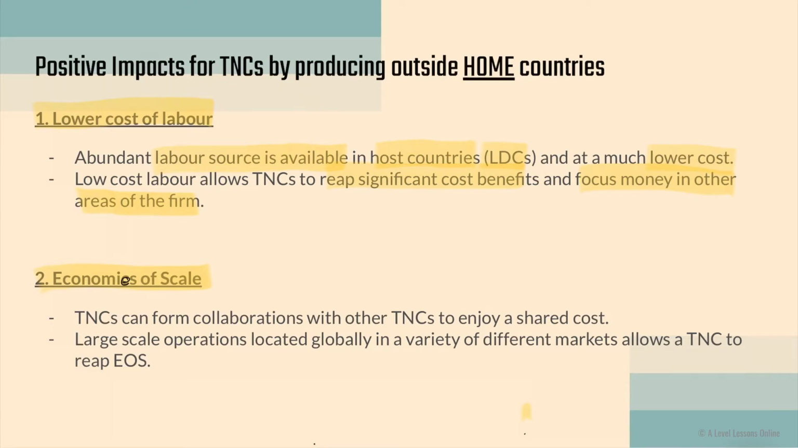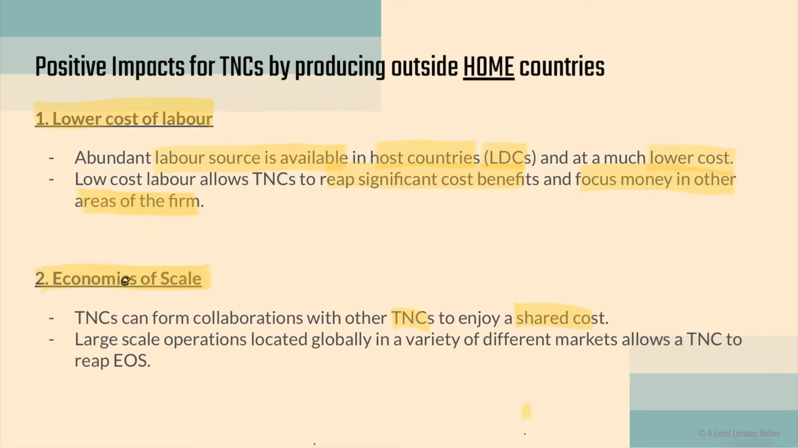So TNCs can form collaborations with other TNCs to enjoy a shared cost. When they form these collaborations, it allows them to share the overall cost. Especially, for instance, in areas such as Silicon Valley, the economies of scale are very huge, because most of the costs, things like transport and knowledge, are all being shared amongst all the TNCs operating.